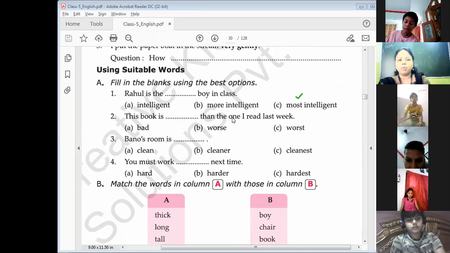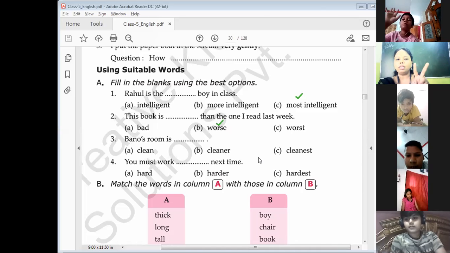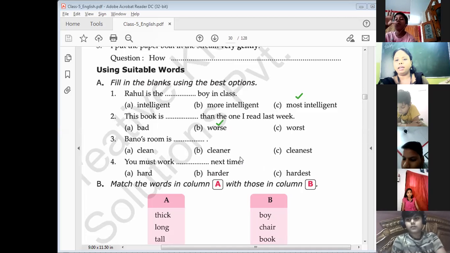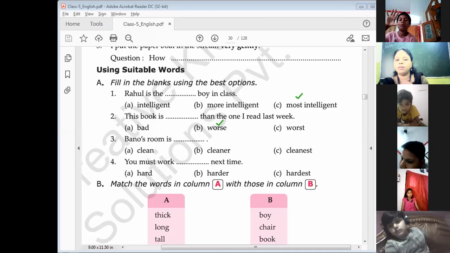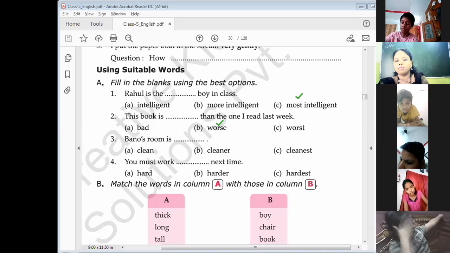This book is dash than the one I read last before. It is comparing between two. Banno's room is clean, cleaner or cleanest. Banno's room is that comparing between two? Or is that comparing between all of the people? Or it is normal sentence? Can you tell me? Which is the right answer? Clean, cleaner or cleanest? Yes, Tara? Ma'am, cleanest. Anyone else?